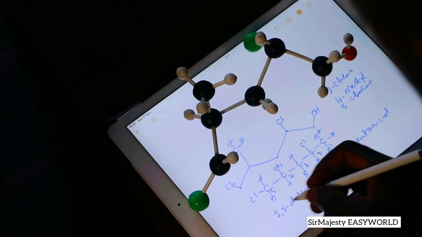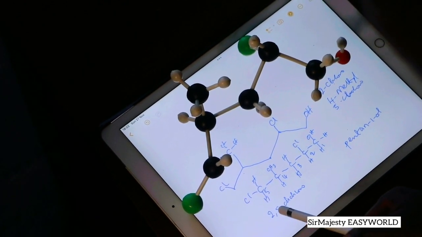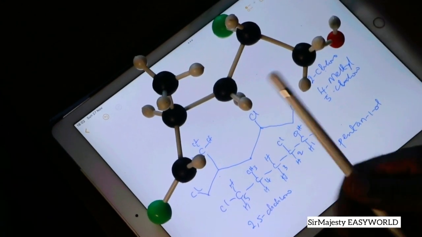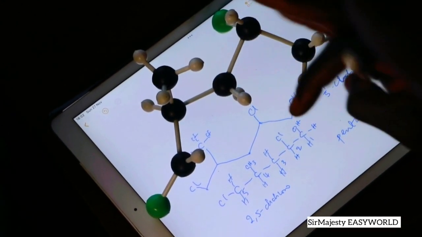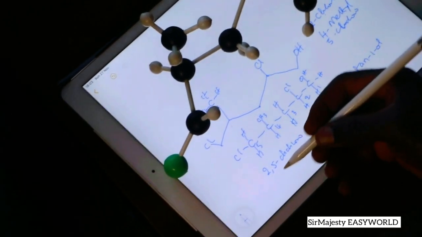Therefore, what we have is 2,5-dichloro. I say di because we have 2 chlorine, 1, 2. How will you know? By mentioning 2 digits, you say di. If I say 2, 5, 3, I'll say tri. If I say 1, 1, 1, I'll still say tri. If I say 2, 2, I'll say di. So the digits you mention determine it.